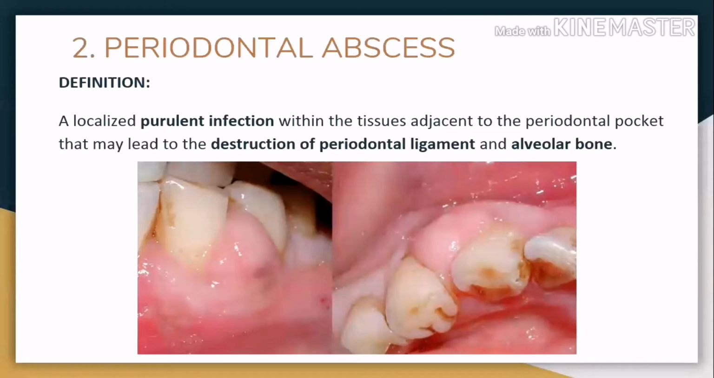Thank you, Cheng. So let us look at the second acute periodontal infection, that is periodontal abscess. So what is periodontal abscess? Periodontal abscess is a localized purulent infection, which is also known as pus infection, within the tissues adjacent to the periodontal pocket that may lead to the destruction of periodontal ligament and the alveolar bone.